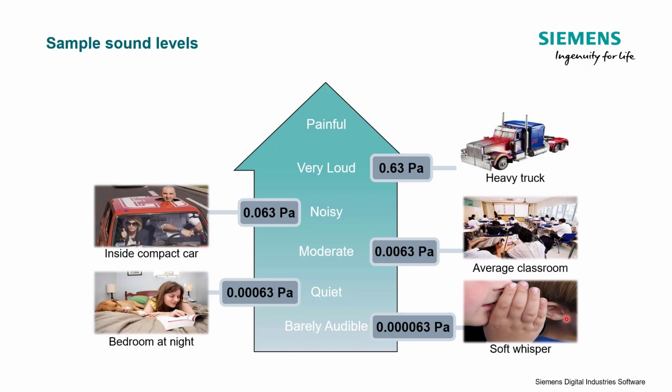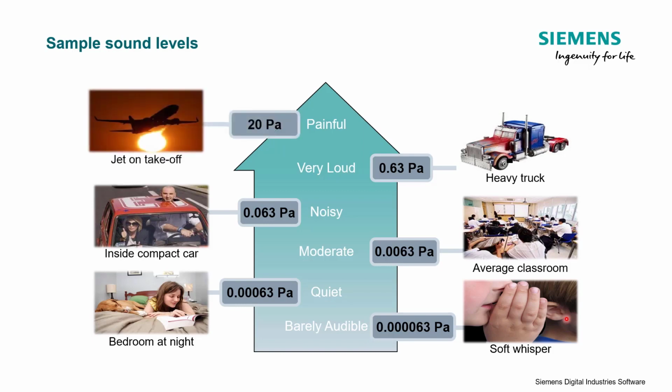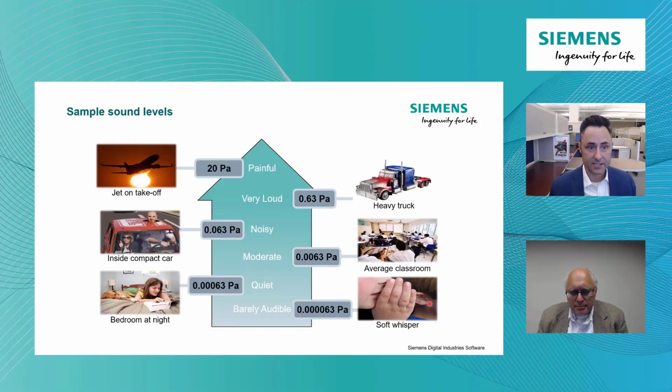And then go all the way up to something painful like a jet taking off, and we'd measure that at about 20 pascals. So if we look at this range, it's an incredibly big range, right? Not very often are you making measurements where you're writing down numbers like 20 and numbers like 0.000063 in the same measurement, okay? The dynamic range of human hearing is very, very large, and this aspect of our hearing makes the pascal, the unit of pressure, kind of inconvenient for us to use. These numbers are so different that it's awkward to use them.